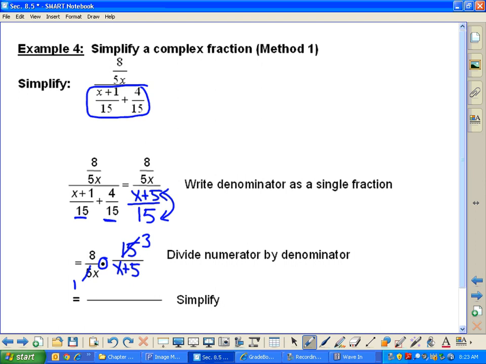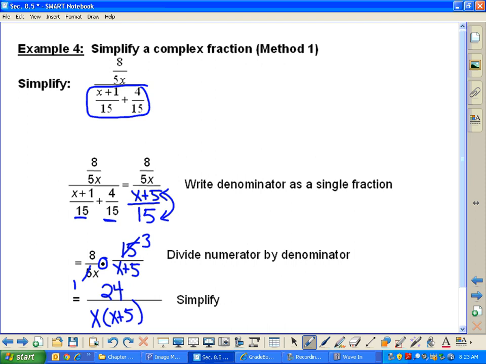5 goes into 5 one time, and 5 goes into 15 3 times. So now I can just treat the 5x like it's 1x and the 15 like it's 3. And then I do 8 times 3, multiply straight across to get 24. And then I have x times the quantity of x plus 5 on the bottom. And you could leave it like that.